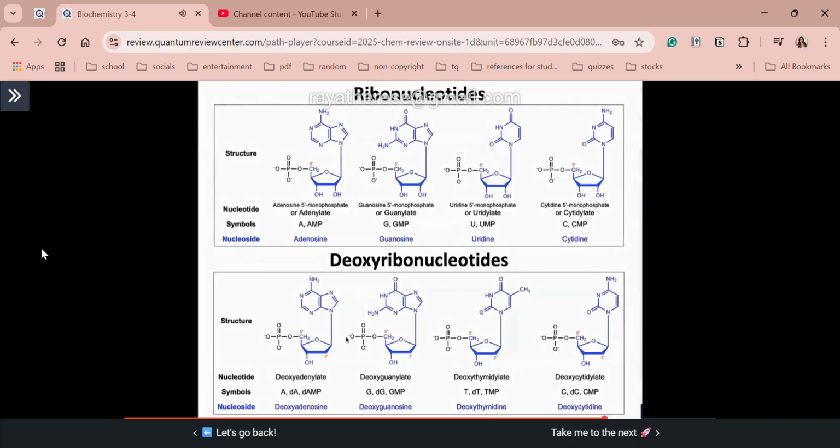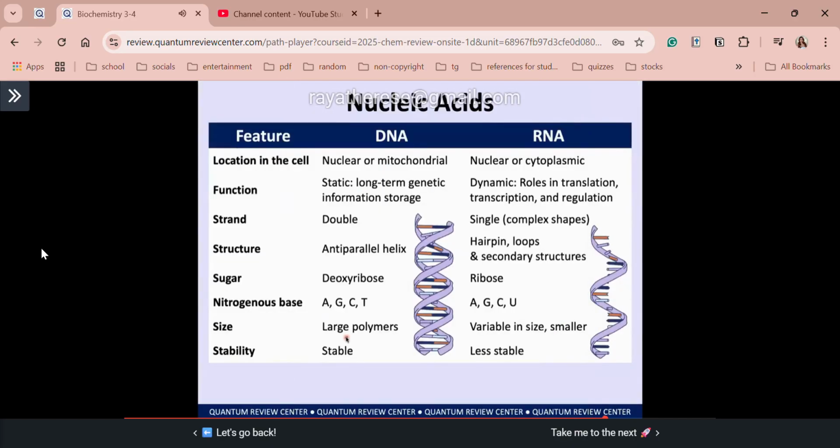Now we will compare your DNA and RNA. Class, again, DNA is made up of deoxyribonucleotides, while RNA is made up of ribonucleotides. For their location in the cell, DNA can be either nuclear or mitochondrial. Yes, your mitochondria has its own DNA, its own genetic information. Because later on, you will see there is a lot going on in the mitochondria. Too much going on in the mitochondria. Okay?